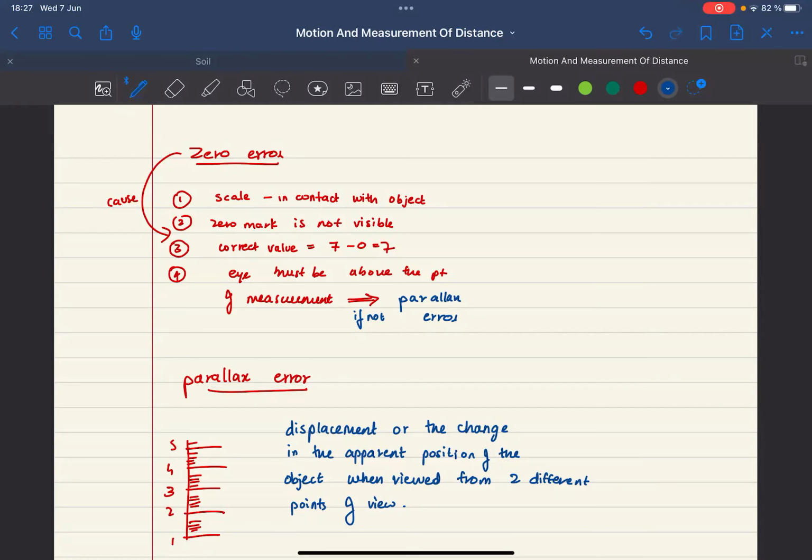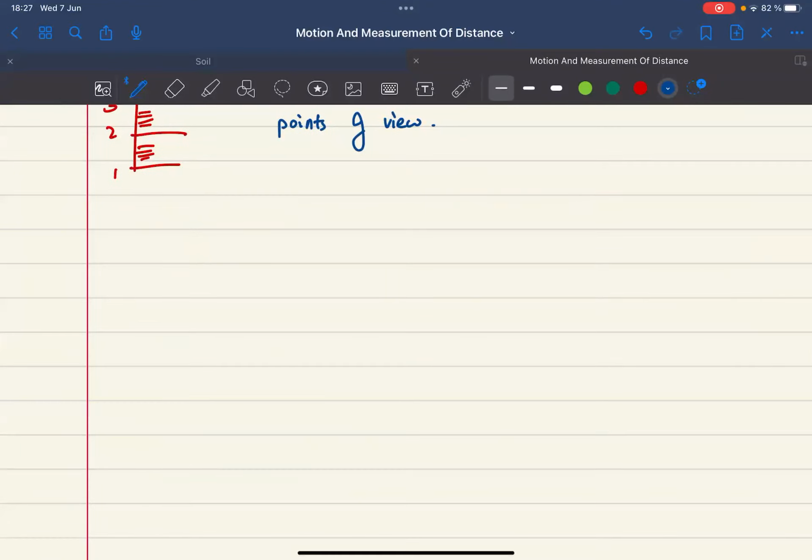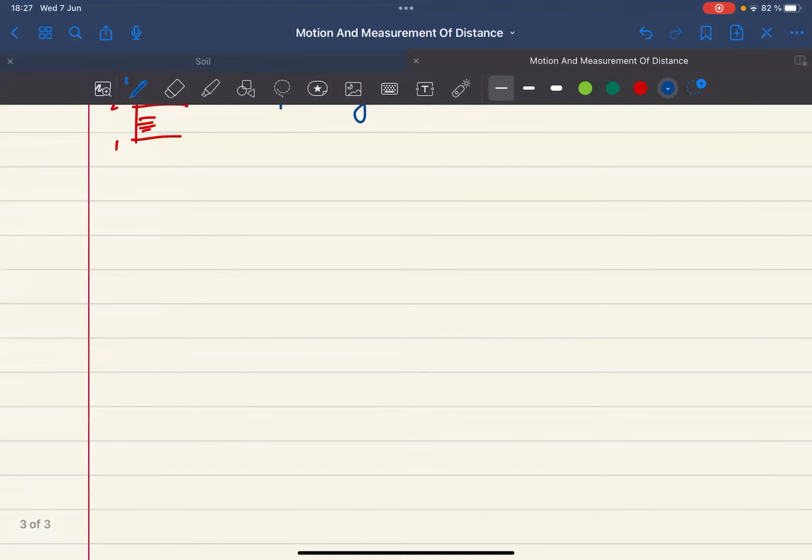Fine. So now we're going to see how to measure curved objects. You know, there is no separate way of measuring curved objects. So for this, we use special methods. So how?